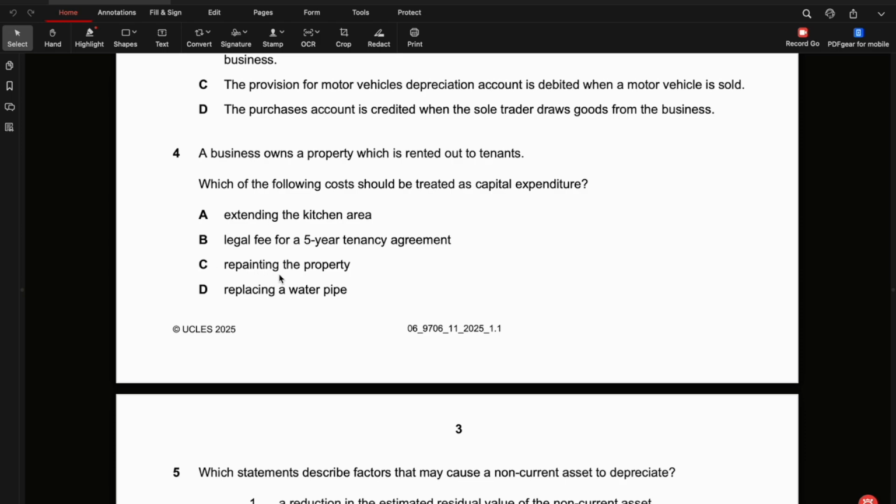Then repainting of the property. So this is repairs. Repairs mostly happen every year, so this is part of recurring expenses. And the last one is replacing a water pipe, that is also part of repairs. So all this, legal fee, repainting, repairs, are my revenue expenditure, recurring expenses. And extension of the kitchen is a long-term expense, so this is the capital expenditure. So your correct answer for 4 is A.